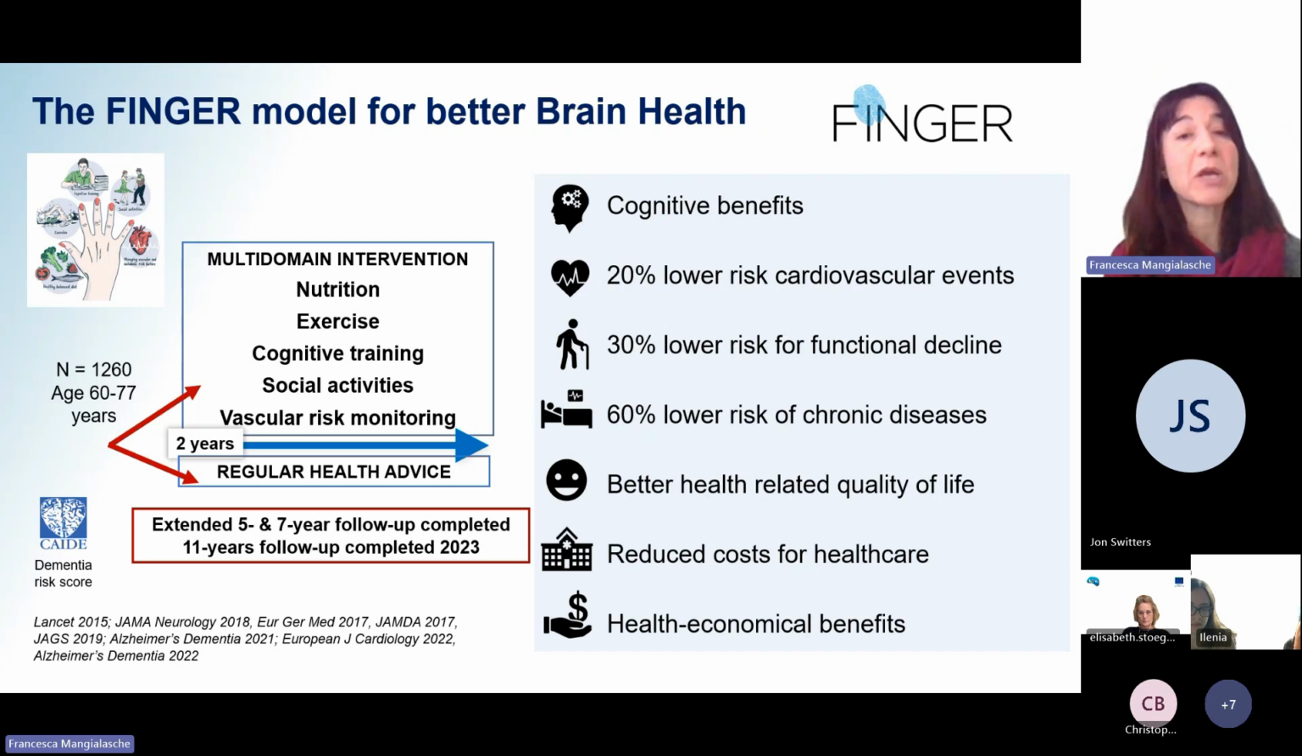An intervention proved to be cost-effective and be associated to reduced access and need to the healthcare system, especially in men. So this type of approach seems to be more widely useful in older population and to be cost-effective. But as I mentioned, FINGER was done in Finland. So is this feasible and effective in other populations and settings?